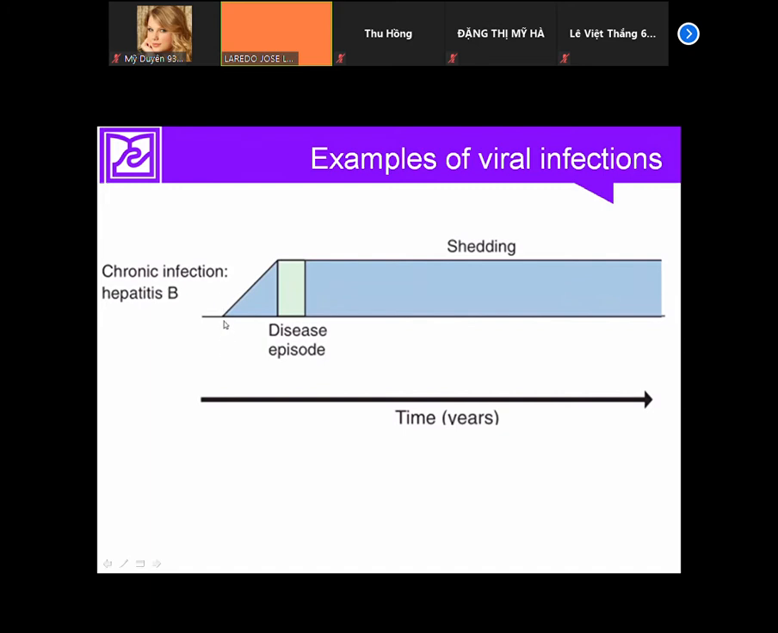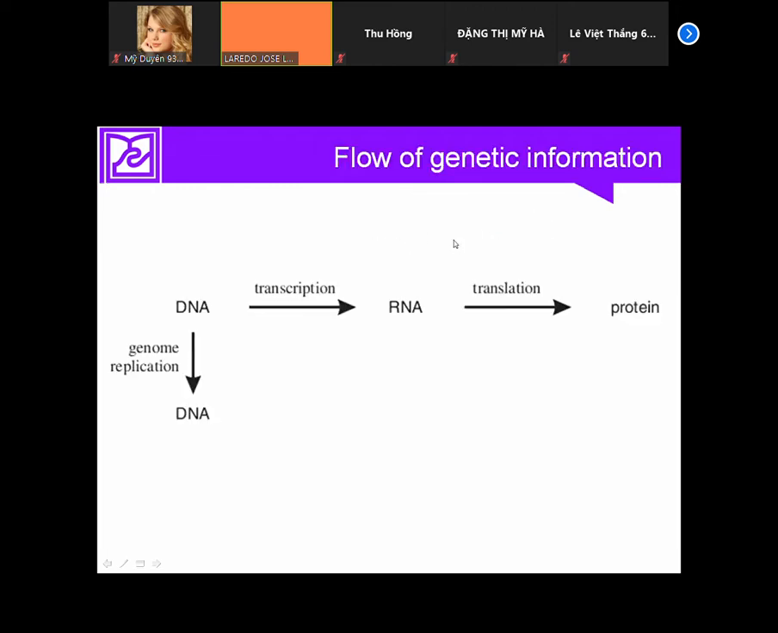You become infected, you suffer the disease, and you don't recover. You may recover a little bit, but the virus does not disappear. The virus is still active. The virus is still replicating. This is a chronic infection. The virus is replicating, but very slowly.